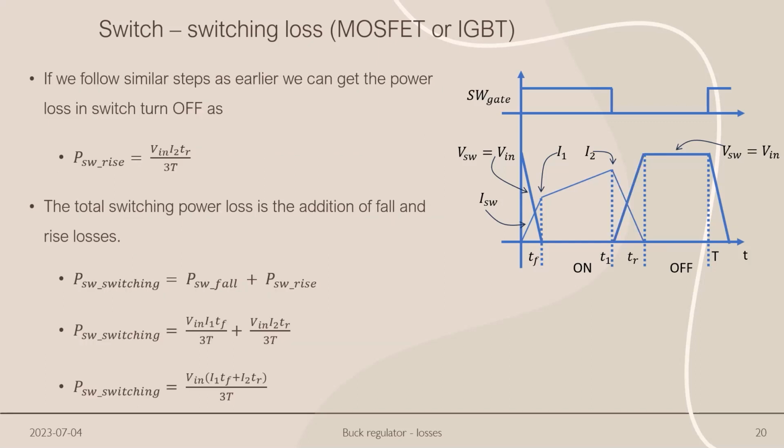If we follow similar steps as in calculating the power loss during turn on, we can calculate the power loss during turn off. This is equal to Vin into I2 into Tr divided by 3T. Thus, total power loss during switching is the power loss during the rise time and power loss during the fall time. On substituting these values, we get this equation. On simplifying, the total power loss in the switch is given as Vin into I1Tf plus I2Tr divided by 3T.